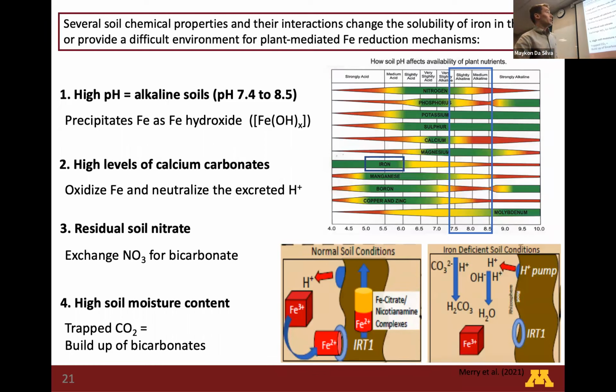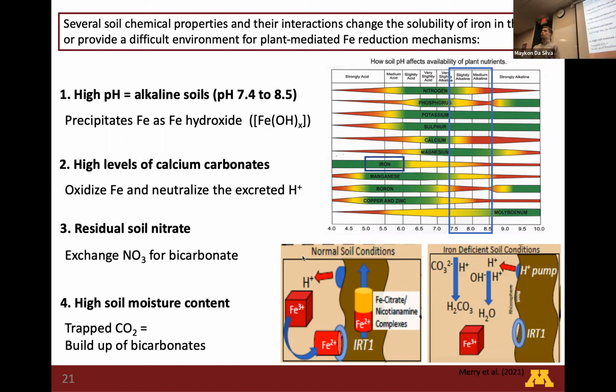As we can see in this image here on the right side of the slide of how soil pH affects availability of plant nutrients, we can see that with a pH ranging from 7.4 to 8.5, iron availability is significantly decreased. Another soil factor is high levels of calcium carbonates.